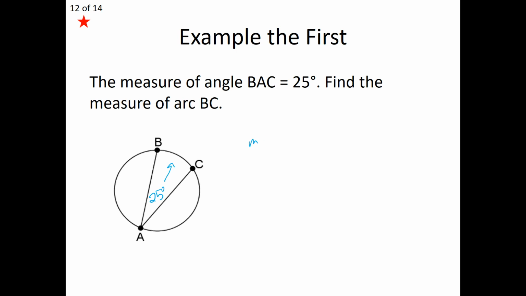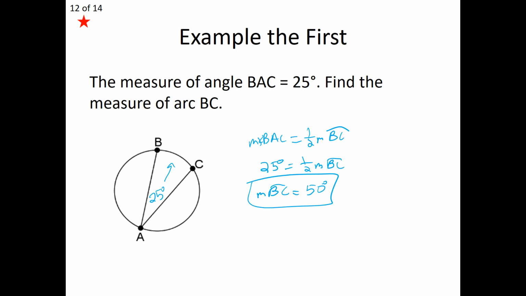Well, what we just proved is that the measure of our inscribed angle, angle BAC, is half of the measure of the arc that it cuts, which is the measure of arc BC. So now what you've got to do is fill in what we know. The measure of our angle BAC is 25 degrees. So go ahead and solve this equation to get the measure of your arc. It's that simple. Just double both sides, and we've got the measure of our arc. The measure of arc BC is 50 degrees.